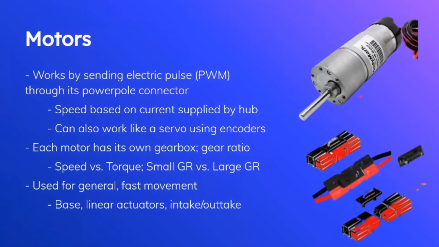Basically, the smaller the gear ratio, the faster. That motor you see to the right is a 40-to-1 reduction. It's going to be slower than, say, a 20-to-1 gear ratio like NeveRest. So it's used for general fast movement. You're going to use motors for your base, linear actuators, and then your intake and outtake. So you saw the flywheels and the little rollers and whatnot that Tyler talked about earlier.